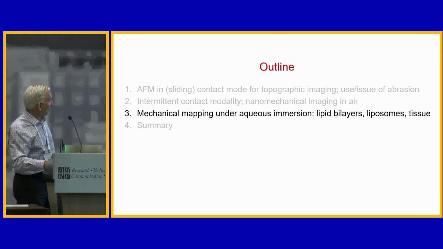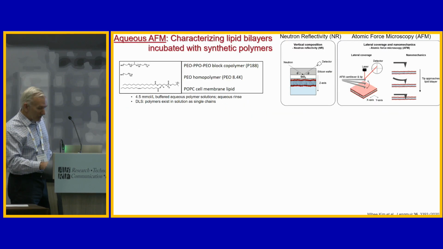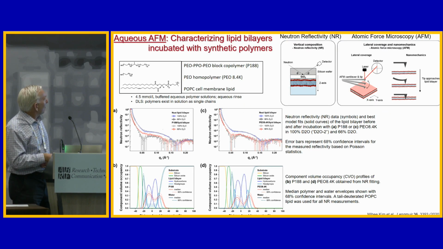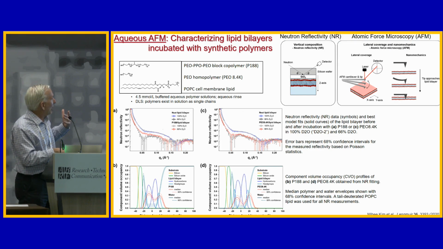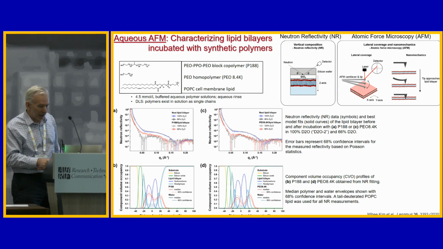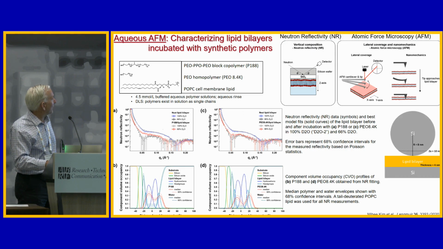Okay, so lastly then, similarly, I just want to show you 3 quick glimpses from these 3 studies, 2 of which are published, under fully aqueous immersion. So firstly, lipid bilayers. My collaborators did neutron scattering, and what they're doing is incubating synthetic polymers into lipid bilayers and wondering where the polymer actually goes. Well, the neutron scattering suggested that the polymer is actually penetrating somewhat into the bilayer, which they were a little surprised by. So then we did AFM to corroborate what they learned from neutron scattering.